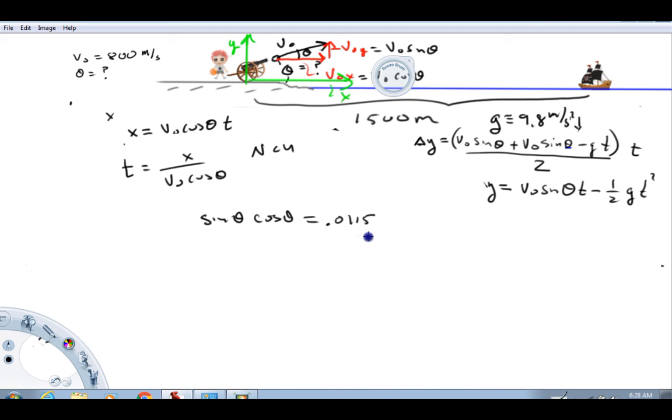All right, so again, multiplying both sides by 2, this is now going to read 2 sine theta cosine theta equals 0.0231, 0.023, yeah, that looks right. All right, the next step is that 2 sine theta cosine theta is equal to the sine of 2 theta.